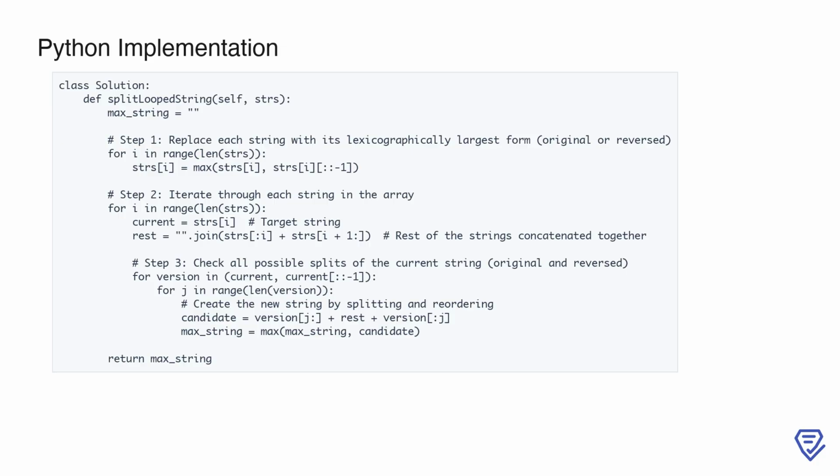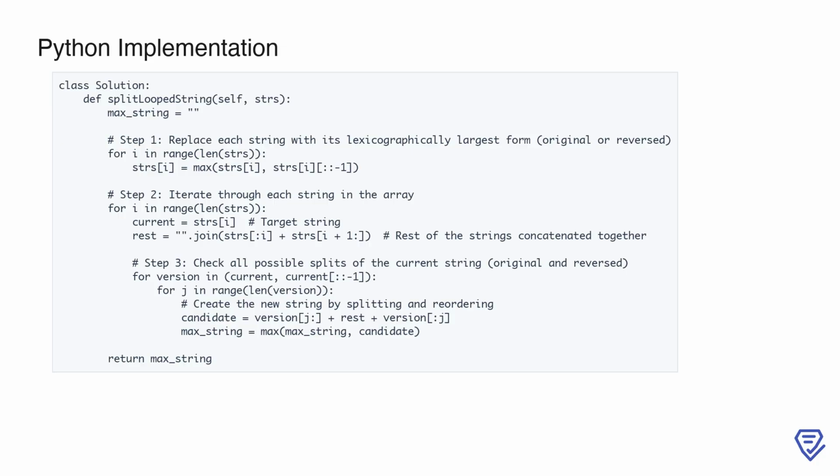Step 4: For each version of the pivot string, the algorithm explores all possible split points. At a given split point j, the string is divided into two parts, the part after the split and the part before the split. These two parts are rearranged, with the rest strings placed in between, to form a new candidate string. Step 5: The max function is used to continuously update the max_string variable, which holds the largest string found so far. By the end of the nested loops, max_string will contain the desired result.